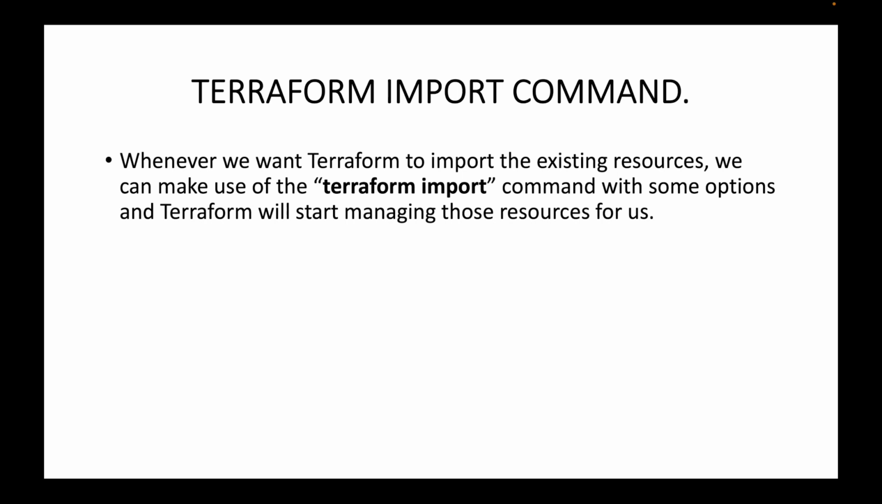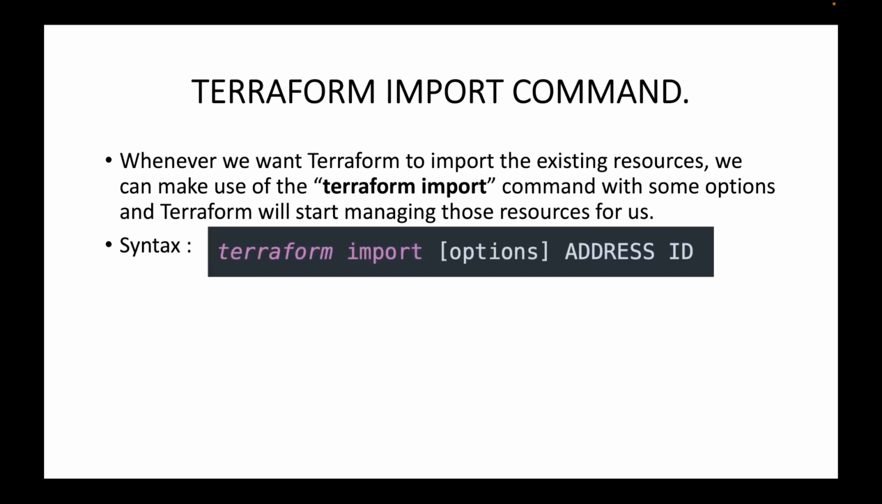Now, when you're running this command, you can pass some options, some arguments, and Terraform will start managing those resources for us. Whenever we are running this Terraform import command, we will need to give some information like which resource you want Terraform to start managing. Now here, this will be the syntax. So we use terraform import, you can pass certain optional options, and then the address and then the resource ID that you want to manage. So this is the syntax.